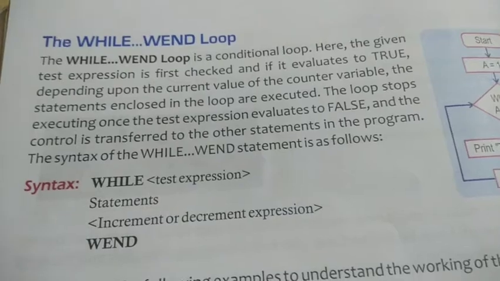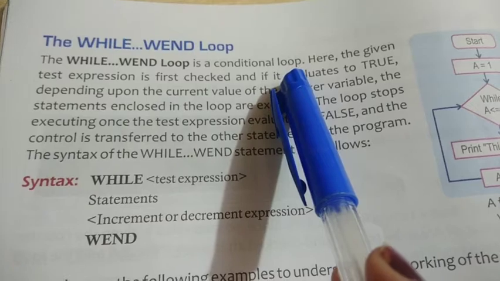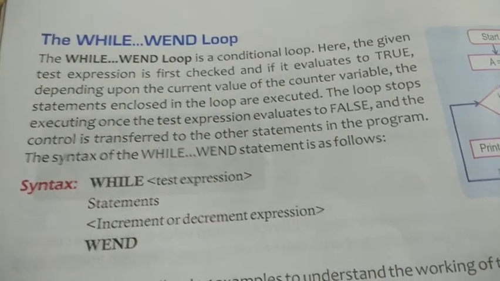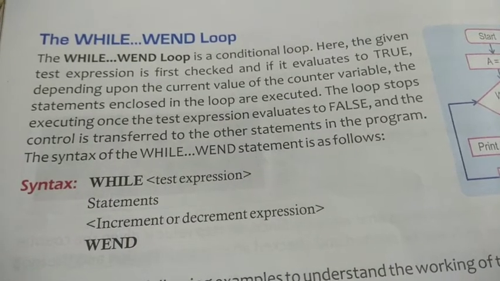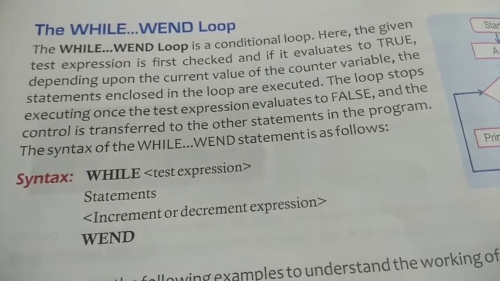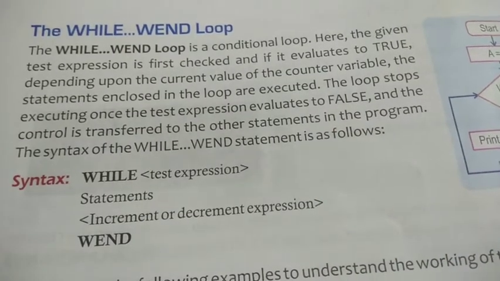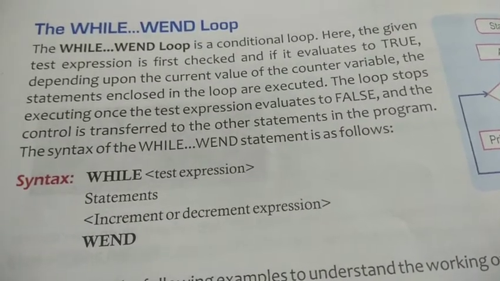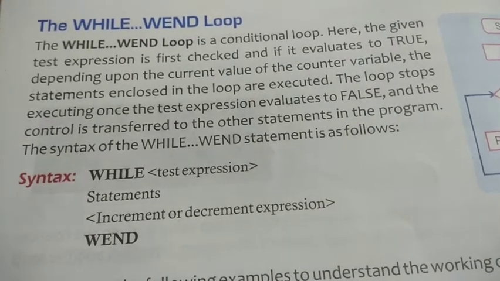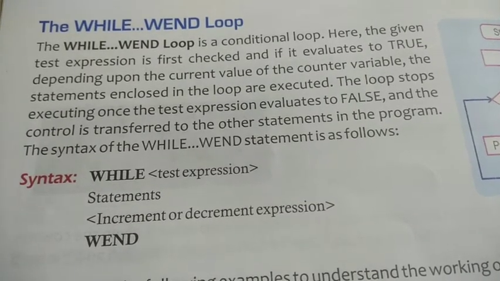Okay. Then the next topic, students, is the while loop. The while loop is a conditional loop. Here the given test expression is first checked, and if it evaluates to true, depending upon the current value of the counter variable, the statements enclosed in the loop are executed. The loop stops executing once the test expression evaluates to false, and the control is transferred to the next statement in the program. The syntax of the while statement is as follows: while test expression, then statement, increment or decrement expression, wend.